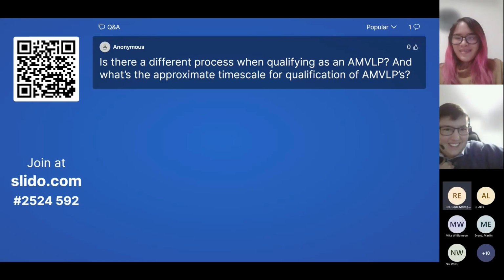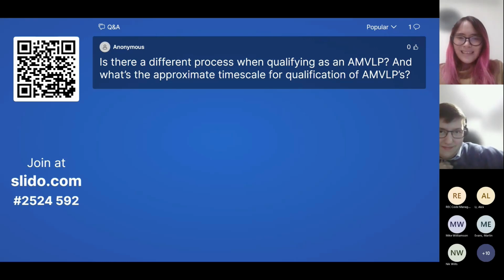Okay, so we've got another one. Is there a different process when qualifying as an AM/VLP, and what's the approximate timescale for qualification of AM/VLPs? I don't think we've had anyone try to qualify as an AM/VLP before specifically. The process that we ran through are all the ones that we currently have right now.